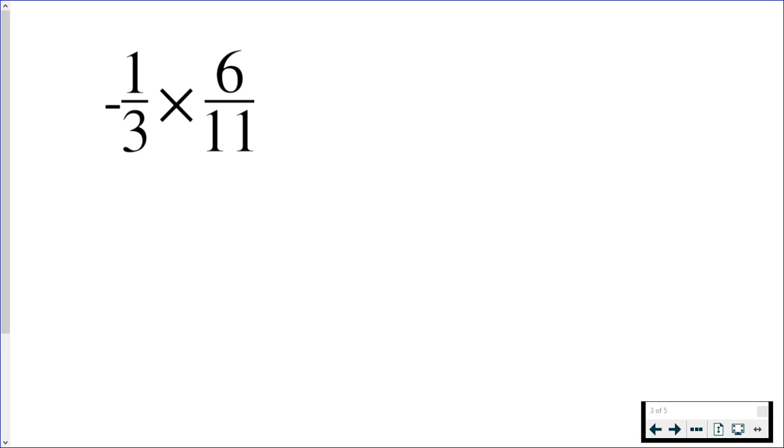You do not need a common denominator. That would honestly be a waste of time, and it'll end up giving you more work in the end. So just leave the fractions as is and multiply straight across. Negative times positive is negative. I've got 1 times 6 in the numerator and 3 times 11 in the denominator.